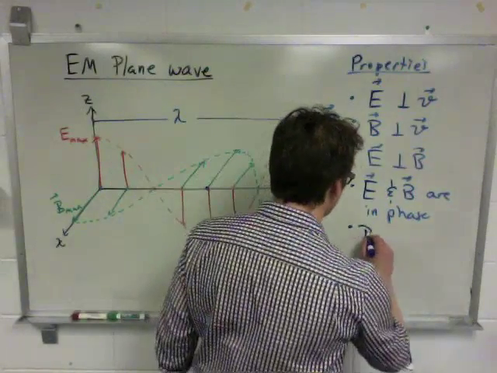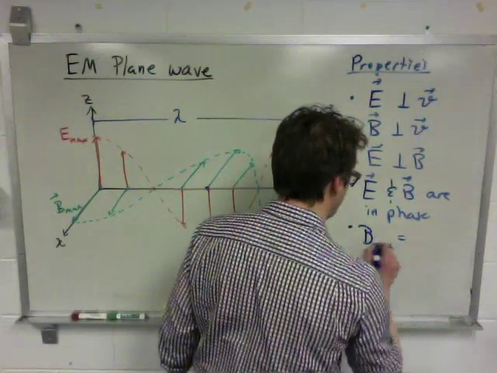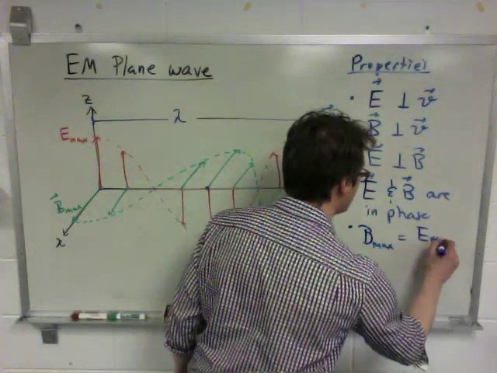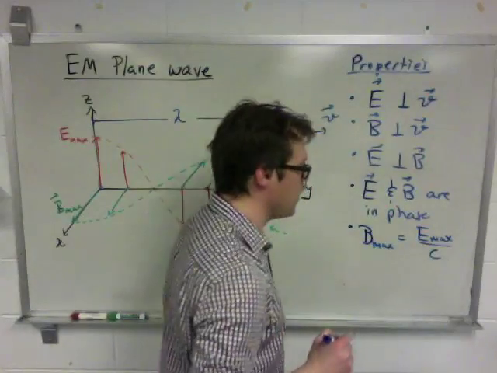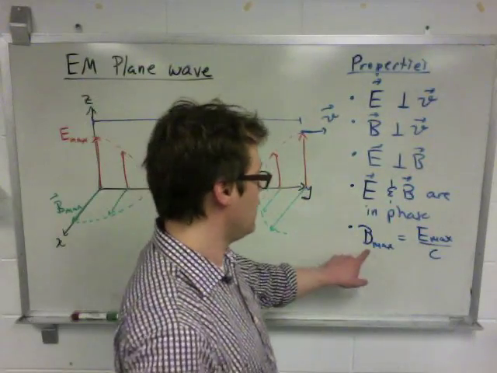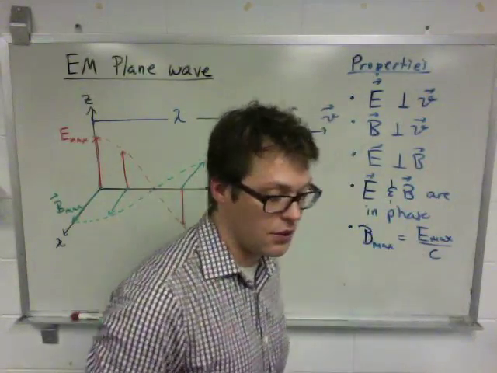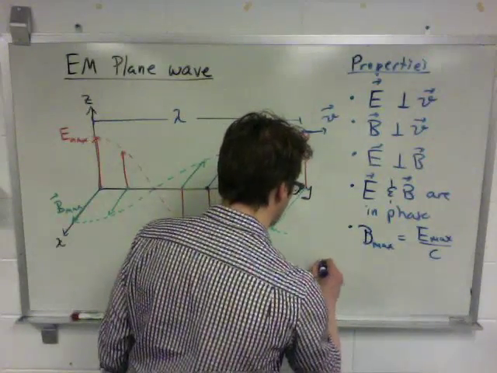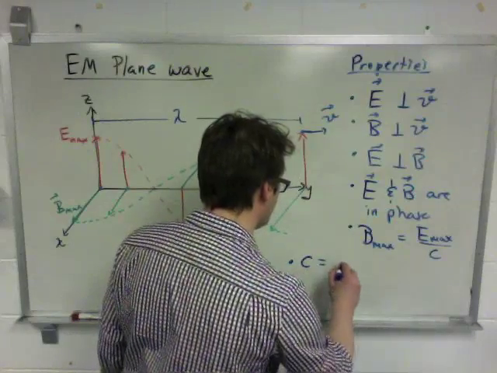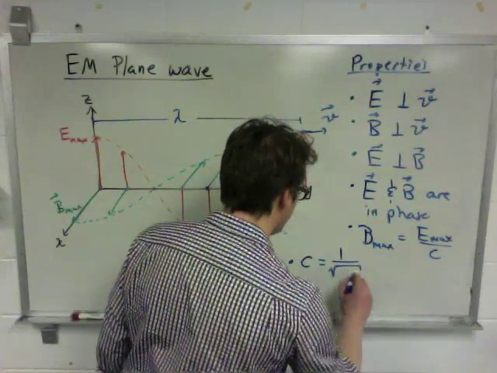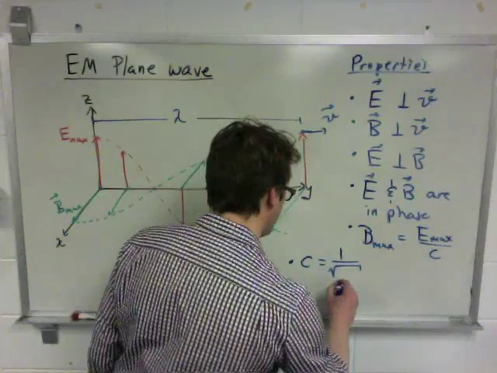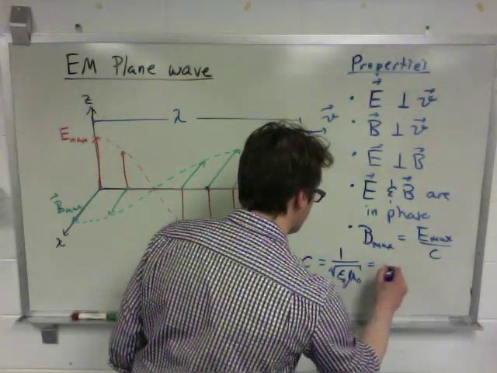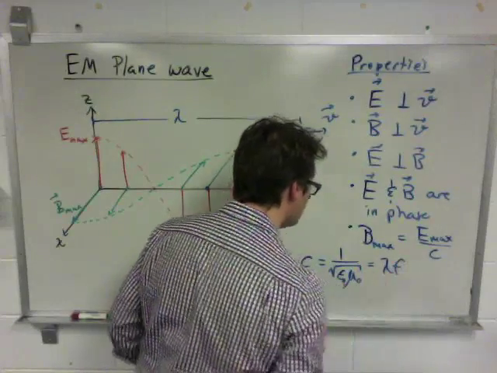In terms of magnitudes, the maximum value of the magnetic field is going to be equal to E max over c. I'll give you a plausible argument for why that's true, but you can always get the relative values of the electric and magnetic fields by looking at this. Finally, I already mentioned this, but I'll list it again here. The speed of light in a vacuum is equal to 1 over the square root of epsilon 0 mu 0, which is lambda times f, right?